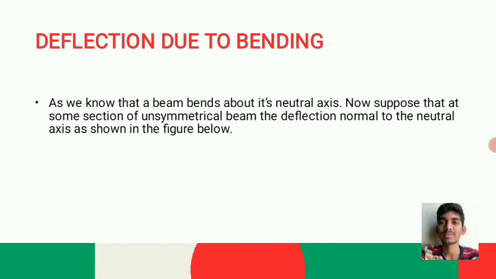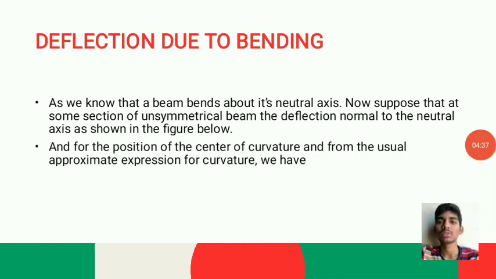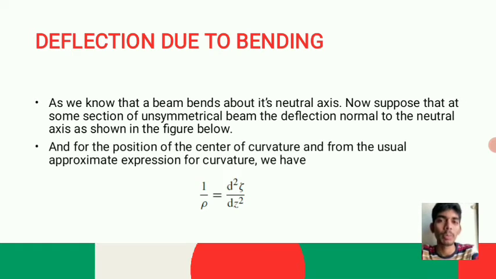Next, now let us get into the topic: deflection due to bending. As you know, a beam bends about its neutral axis. Now suppose that at some section of unsymmetrical bending, the deflection is normal to the neutral axis as shown in the figure below. For the position of the center of curvature and for the usual approximate expression for curvature, we have 1 by rho is equal to d squared. Then we will get the below equation.